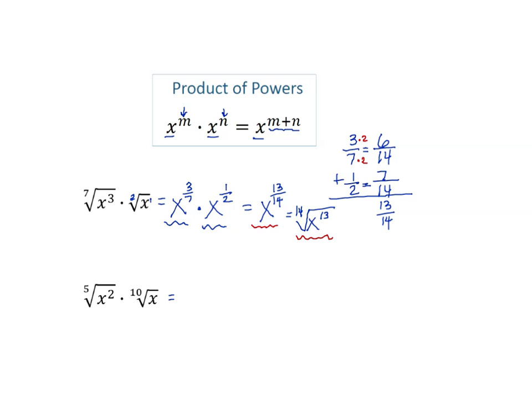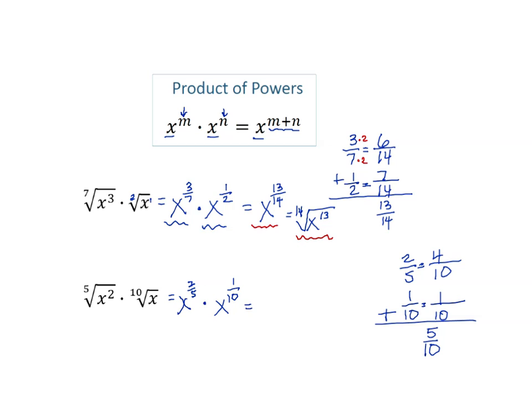For the next one, I'm going to do the same thing. I'm going to rewrite them exponentially so that I can use my product of powers property. So the first factor, the 5th root of x squared, is going to become x to the 2/5. And then the second one, the 10th root of x, will become x to the 1/10. Again, I have to add my fractions together, so I'm going to come over here to the side. 2/5 and 1/10. My common denominator, and then rewrite my fractions, and then add.